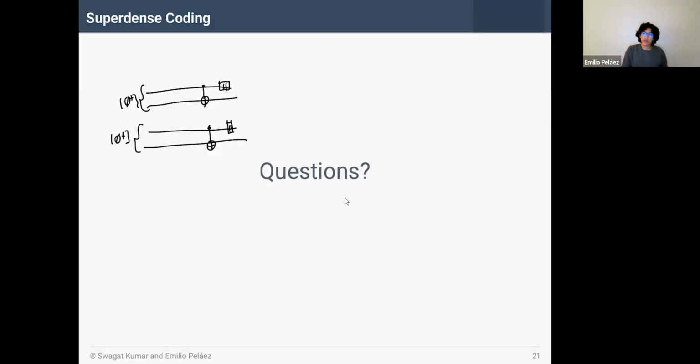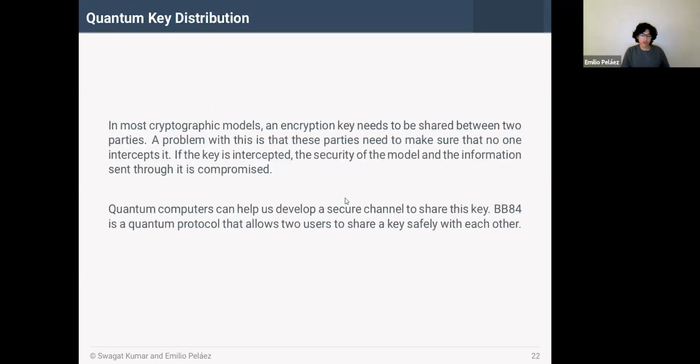Okay, so if there are no more questions, I'm just going to go with quantum key distribution, the BB84 protocol. In most cryptographic models, an encryption key needs to be shared between 2 parties. A problem with this is that these parties need to make sure that no one intercepts the key. If the key is intercepted, the security of the model and the information sent through it is compromised.